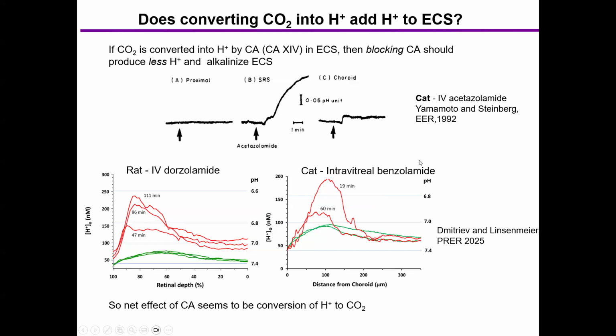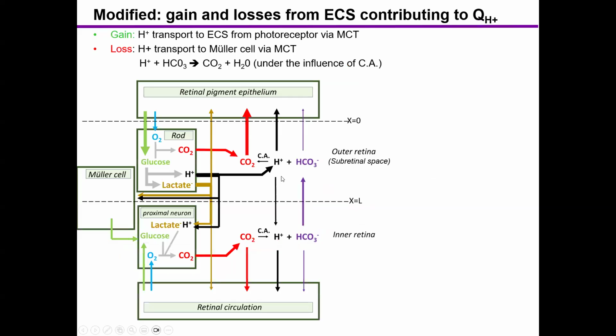So this suggests that the directionality is for hydrogen ion to be turned into CO2. And when you block that, you just wind up with more hydrogen ion. So that's why this picture is the way it is.